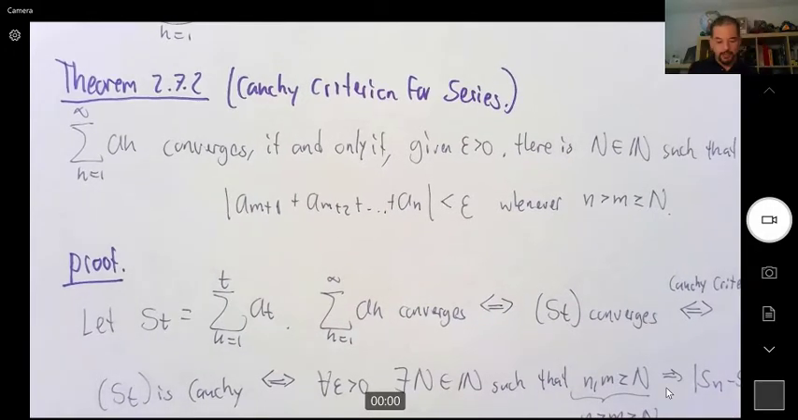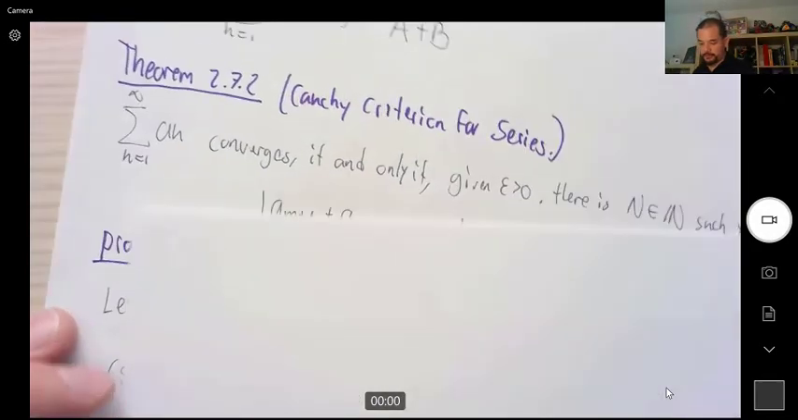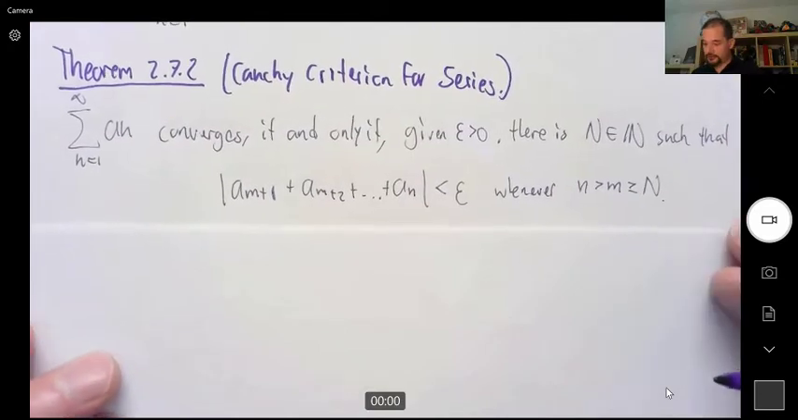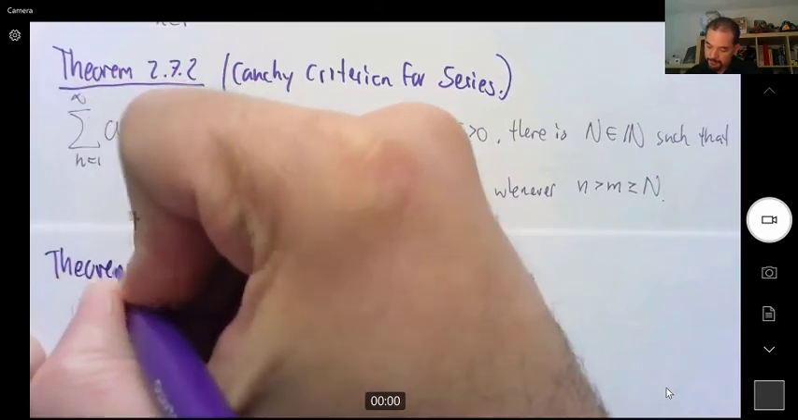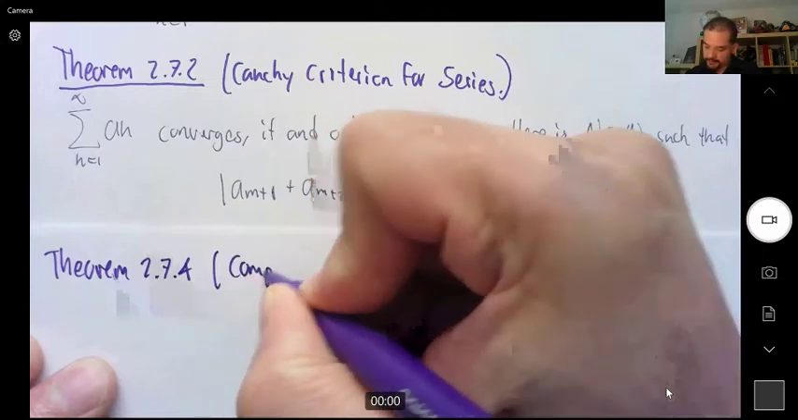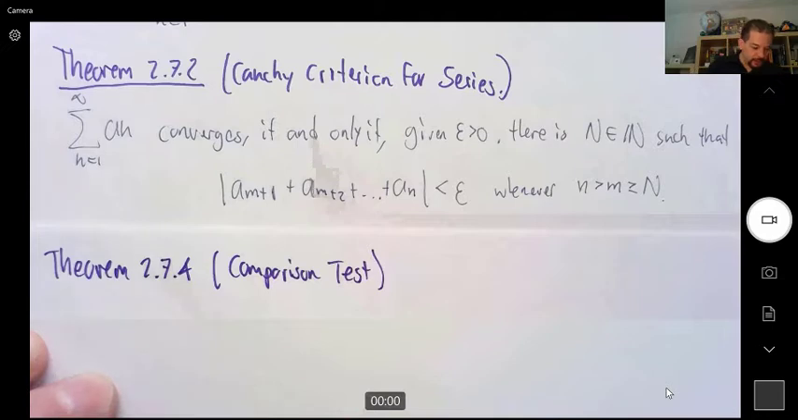So today we're going to pick it up from there and show more consequences, starting from our old friend, the comparison test, right? So let's write it down over here, on a new piece of paper. I'll leave the Cauchy criterion there because we're actually going to use it. So this is Theorem 2.7.4, and this is the comparison test.